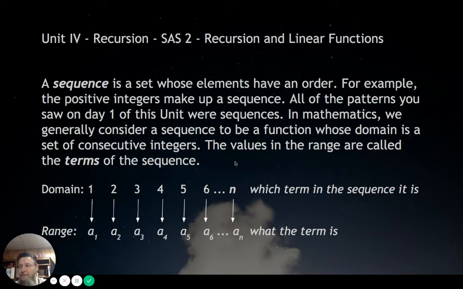So if you see this little schematic down here, the domain is 1, 2, 3, 4, 5, 6, all the way up to the nth term. And by nth term, we talk about the limits of this function. N can be any number we can plug in. It can be the limit. It can be any number up to where we want to stop. And the range, we will use the variable a with subscript the number of the domain in it, all the way up to a subscript n. And that is what the term is. And we use this to help us determine exactly what the function is.